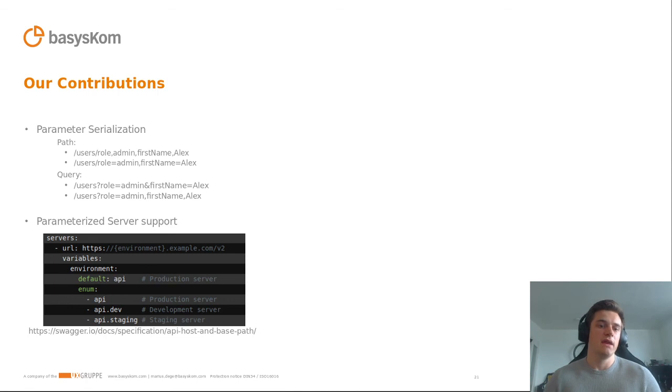Then the parameterized server support. You only could use a URL. Now you can have a server object. The server object contains a URL with a placeholder, in this case the environment, and then you can set some variables for this environment. For example, you got a production and a staging server. You can define the different environments, and then later on in the generated code, you can just switch them around.